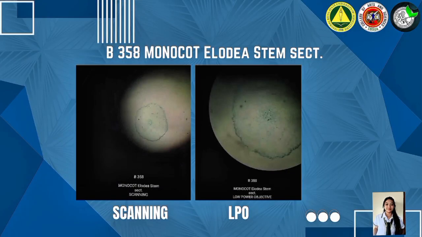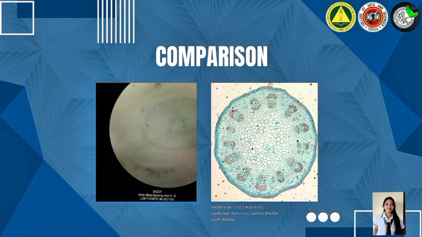In our actual microscopic images, the stem appeared blurry and lightly stained, so the vascular bundles and internal tissues were hard to identify. Only the general circular shape was visible under scanning and LPO. Meanwhile, the online image is clear, detailed, and strongly stained, showing the proper monocot arrangement of scattered vascular bundles and well-defined tissues.